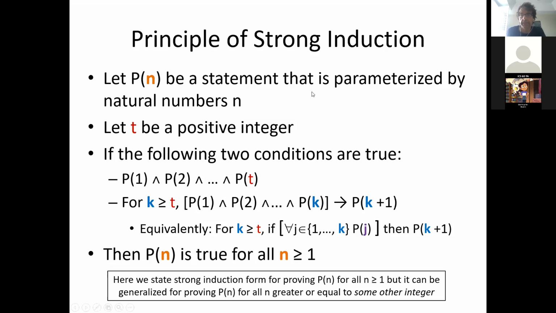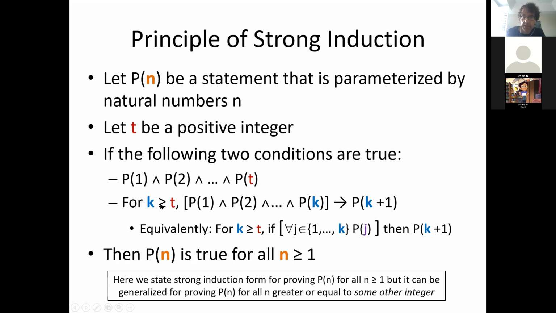Who says that strong induction is a good principle? Why should it suffice to prove these two things in order to prove that the statement is true for all n? Well, it's the same domino effect. If this conjunction is true, then the predicate is true for all indexes from 1 to t. So let's look at, is it true for t plus 1?